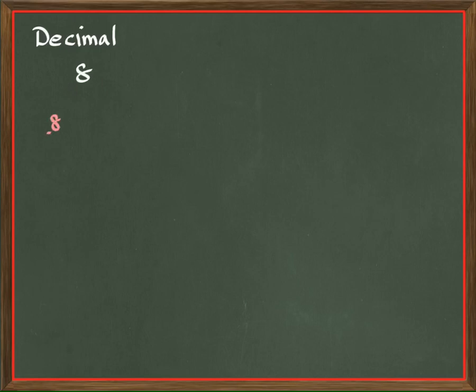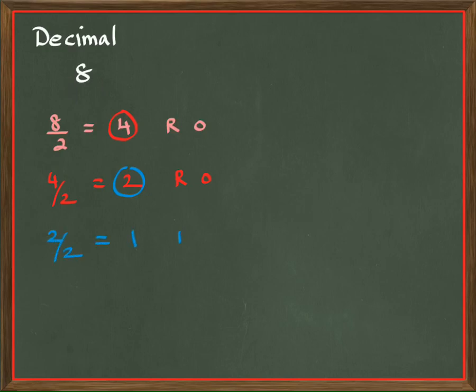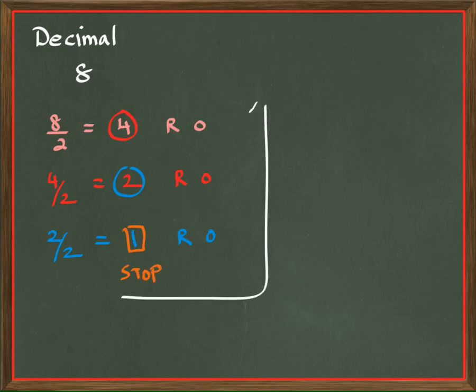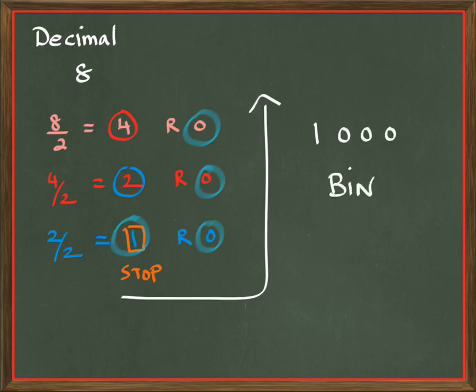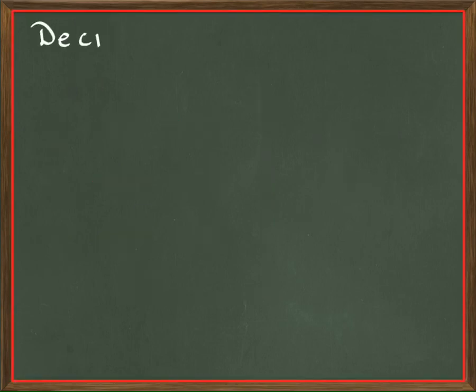Let's look at the number 8. 8 divided by 2 is 4. Remainder 0. 4 divided by 2 is 2. Remainder 0. 2 divided by 2 is 1. Remainder 0. And stop. What is the answer? 1, 0, 0, 0. Therefore, that is the binary 1, 0, 0, 0. Clear?